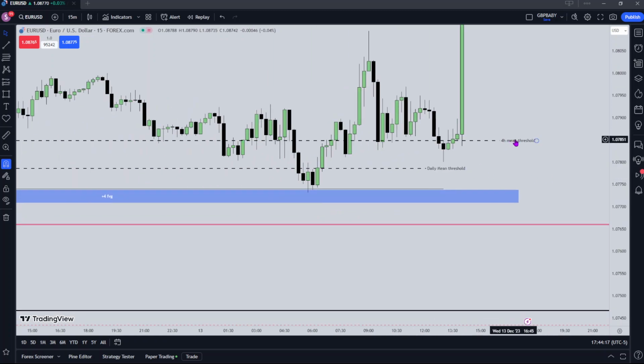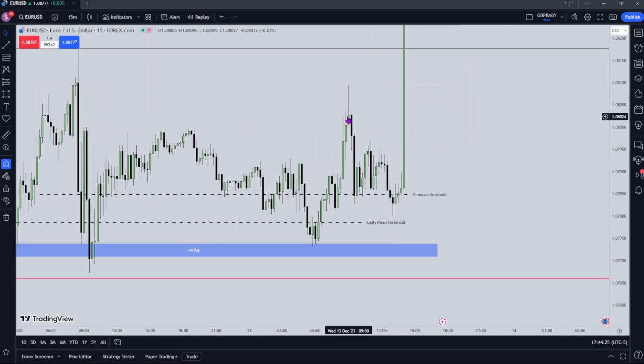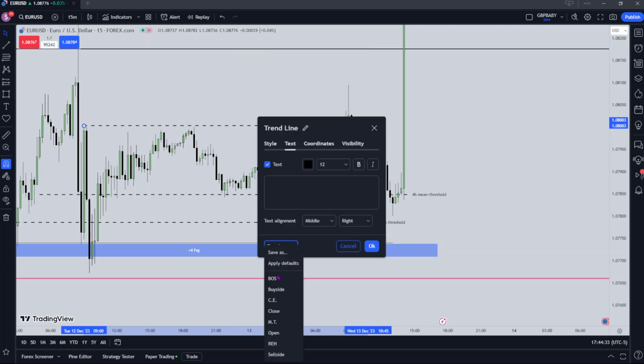And then we also have this 4 hour mean threshold. So you can see where we find support on that 4 hour. Trade higher, this is lovely. As we trade higher here, this was during New York on the Wednesday, we're also taking out relative equal highs. So this is where context comes in.